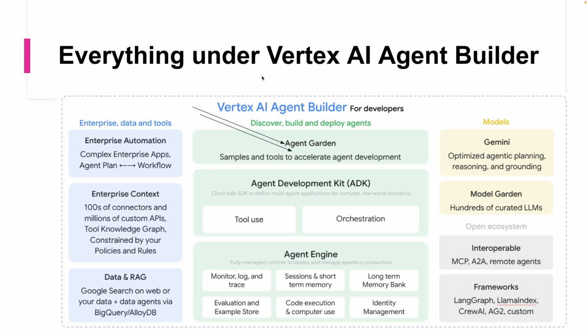And then you can see you have Agent Engine also covered under this umbrella, where you can deploy your agent, monitor, log and trace your agent, which also maintains session and short-term memory. We will discuss all these things. This suite also contains the models, the optimized model, or whatever models you want to choose. You can choose it from here. Model Garden has hundreds of curated LLMs, and then you have the open ecosystem and the framework you want to use. So all those things are basically coming under just one umbrella.